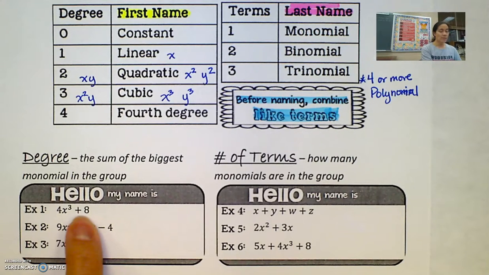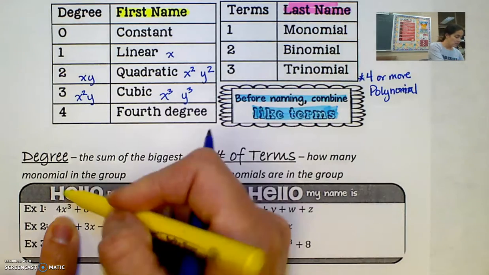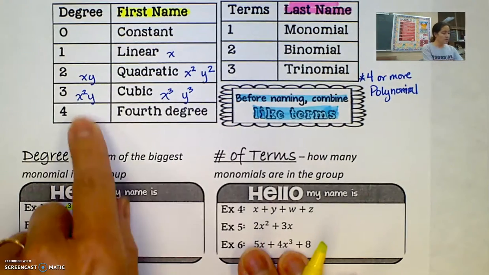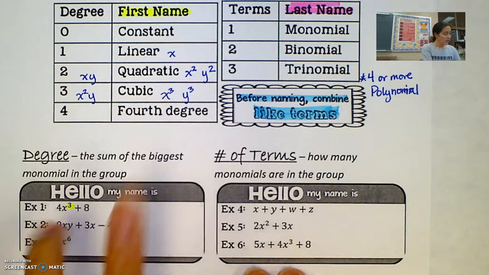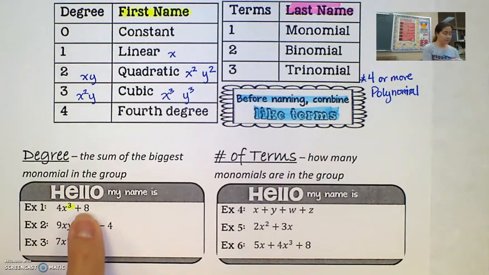Okay, so first I make sure this is in standard form, which it is, because my variable with my exponent is first, and then I have a constant at the end. So this has a degree of 3, so its first name is cubic, and there's 2 items. So you count based on what is being added or subtracted together. So there are 2 items here.